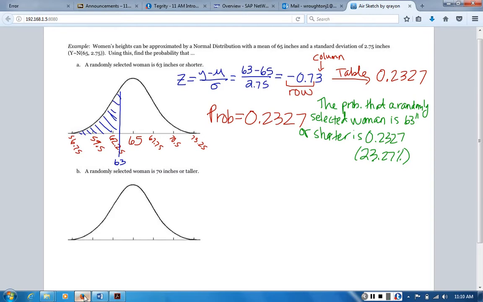Okay, let's look at B. So we're still talking about women's heights. So I'm first just going to go ahead and add all my numbers to the bottom because they're not going to be any different, because I haven't changed the mean. I haven't changed the standard deviation. So none of those are going to change for me.